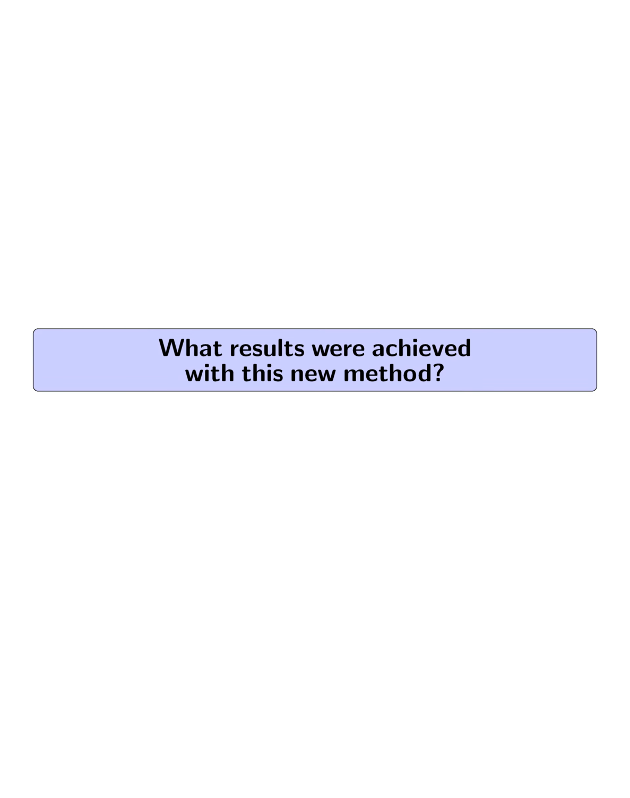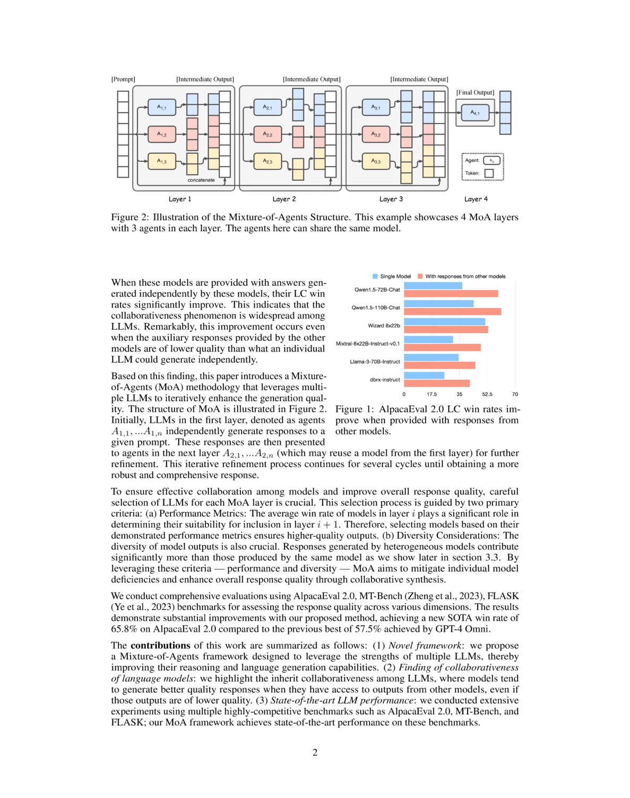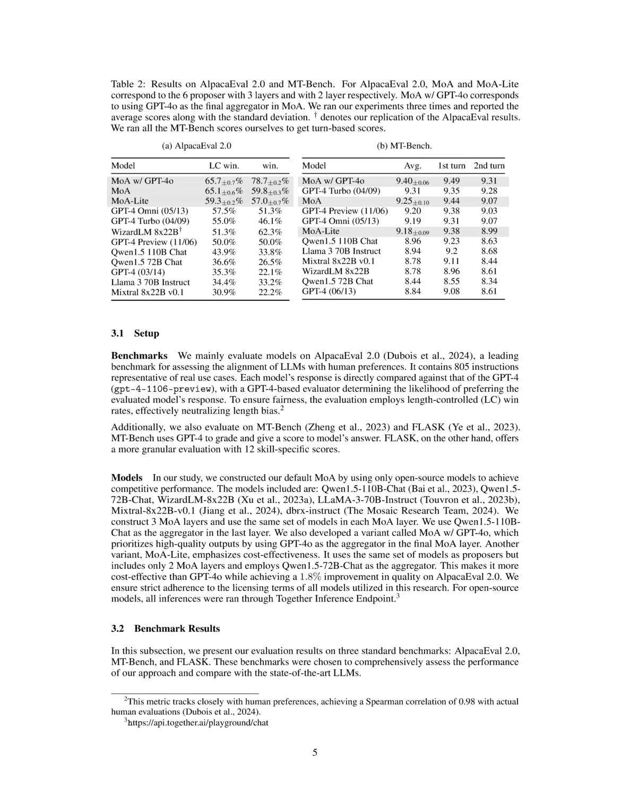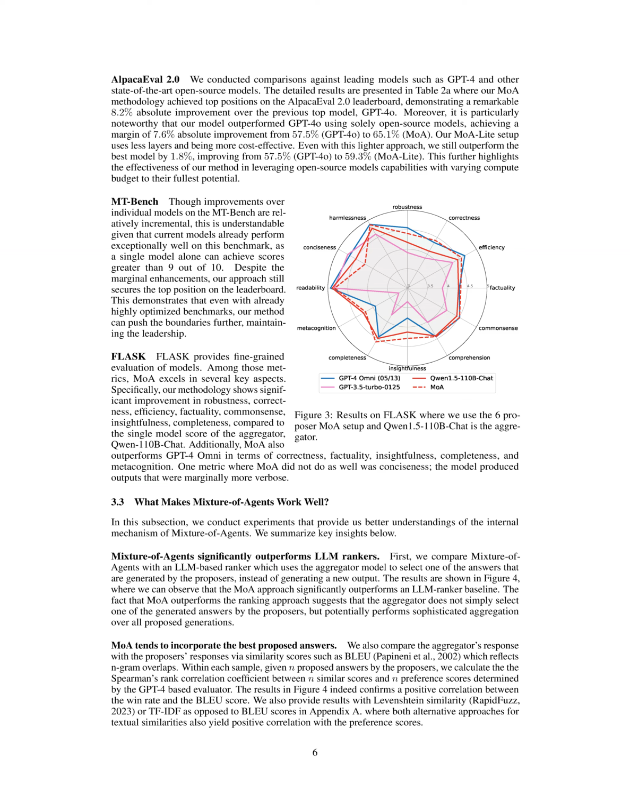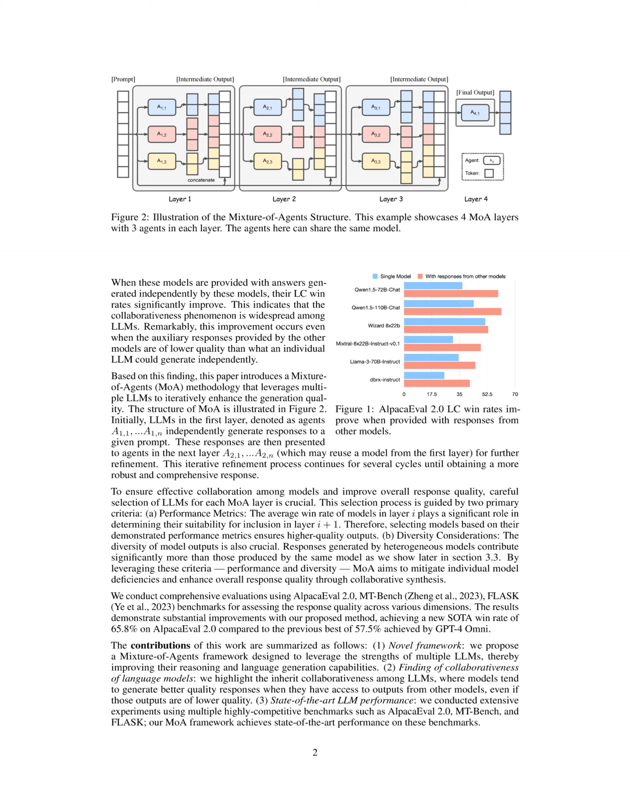What results were achieved with this new method? The new method, mixture of agents, MOA, achieved significant results in improving response quality and performance of large language models, LLMs. Specifically, on the AlpacaEval 2.0 benchmark, MOA outperformed the previous best model, GPT-4 Omni, by achieving a new state-of-the-art win rate of 65.8% compared to 57.5% by GPT-4 Omni. Additionally, MOA Lite, a cost-effective variant of MOA, still outperformed GPT-4 Omni by 1.8%, achieving a win rate of 59.3%.